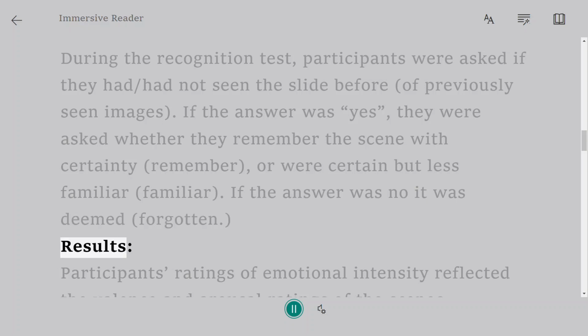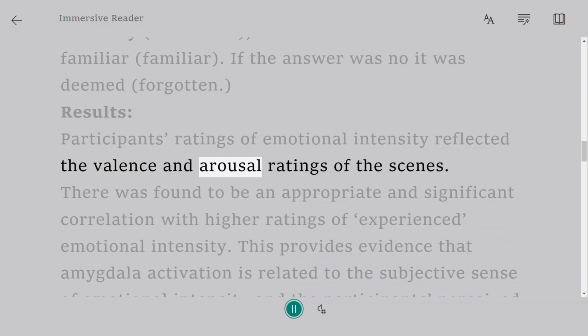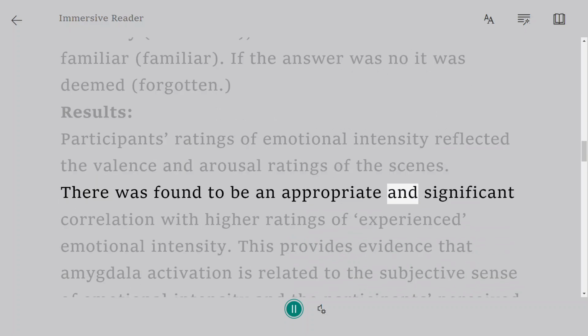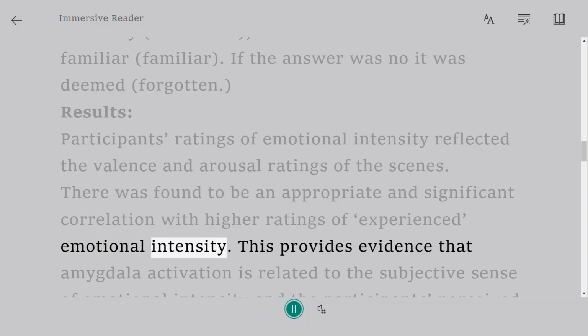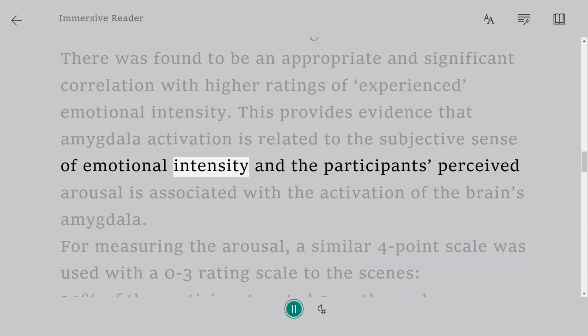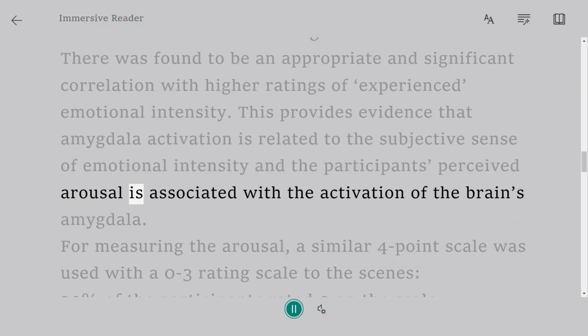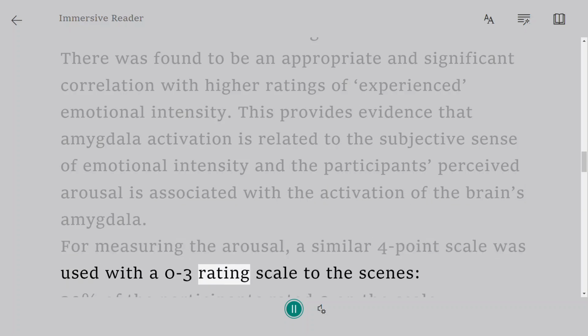Results. Participants' ratings of emotional intensity reflected the valence and arousal ratings of the scenes. There was found to be an appropriate and significant correlation with higher ratings of experienced emotional intensity. This provides evidence that amygdala activation is related to the subjective sense of emotional intensity, and the participant's perceived arousal is associated with the activation of the brain's amygdala. For measuring the arousal, a similar 4-point scale was used, with a 0 to 3 rating scale for the scenes.